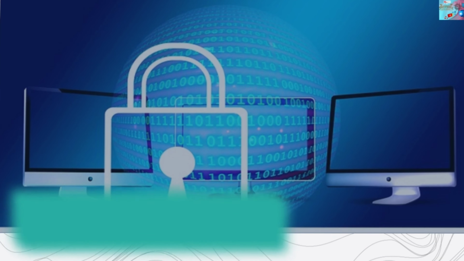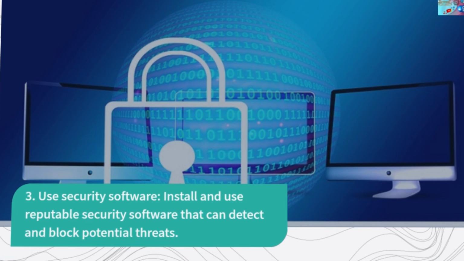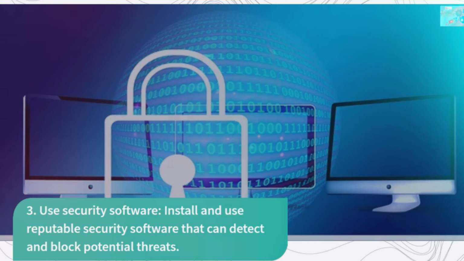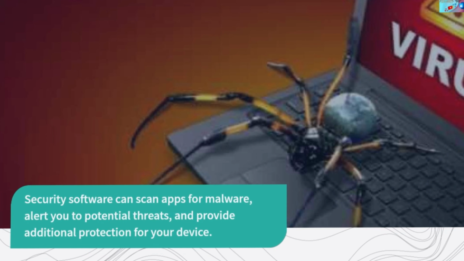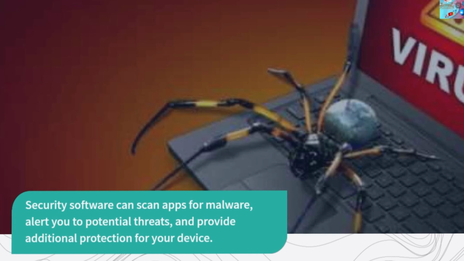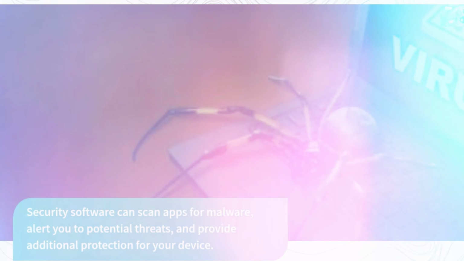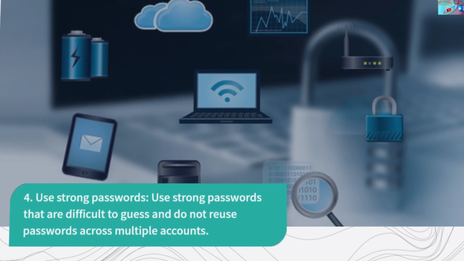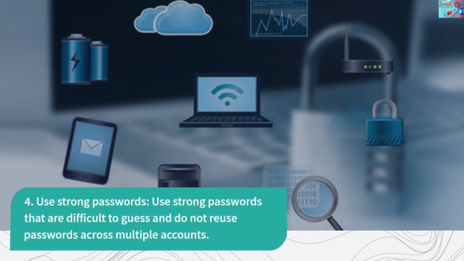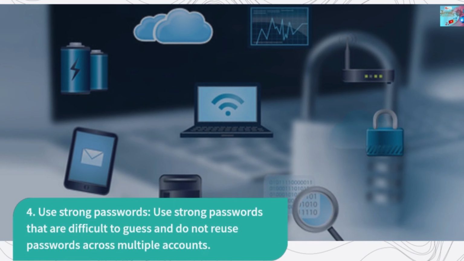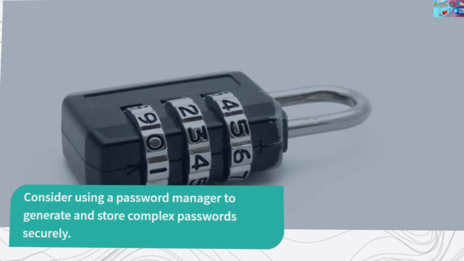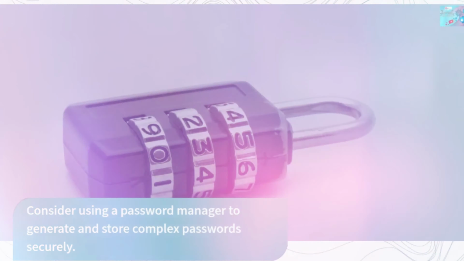3. Use security software. Install and use reputable security software that can detect and block potential threats. Security software can scan apps for malware, alert you to potential threats, and provide additional protection for your device. 4. Use strong passwords. Use strong passwords that are difficult to guess and do not reuse passwords across multiple accounts. Consider using a password manager to generate and store complex passwords securely.